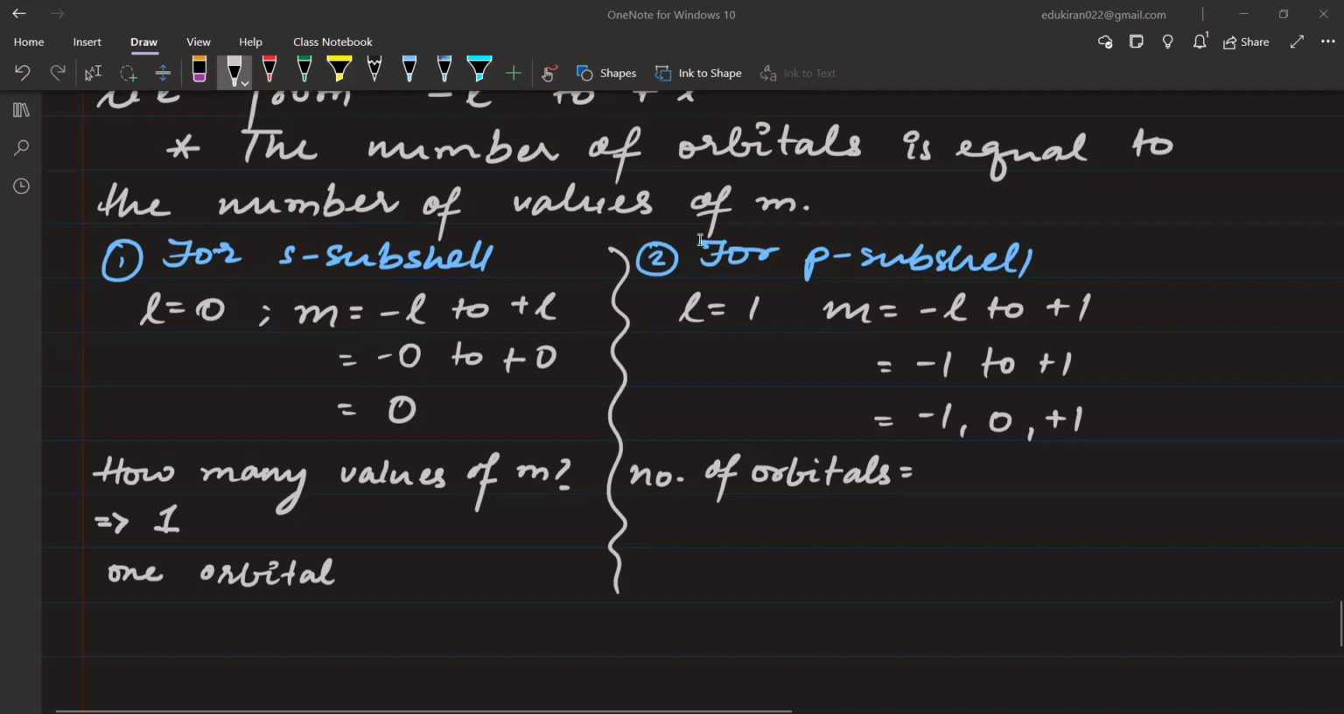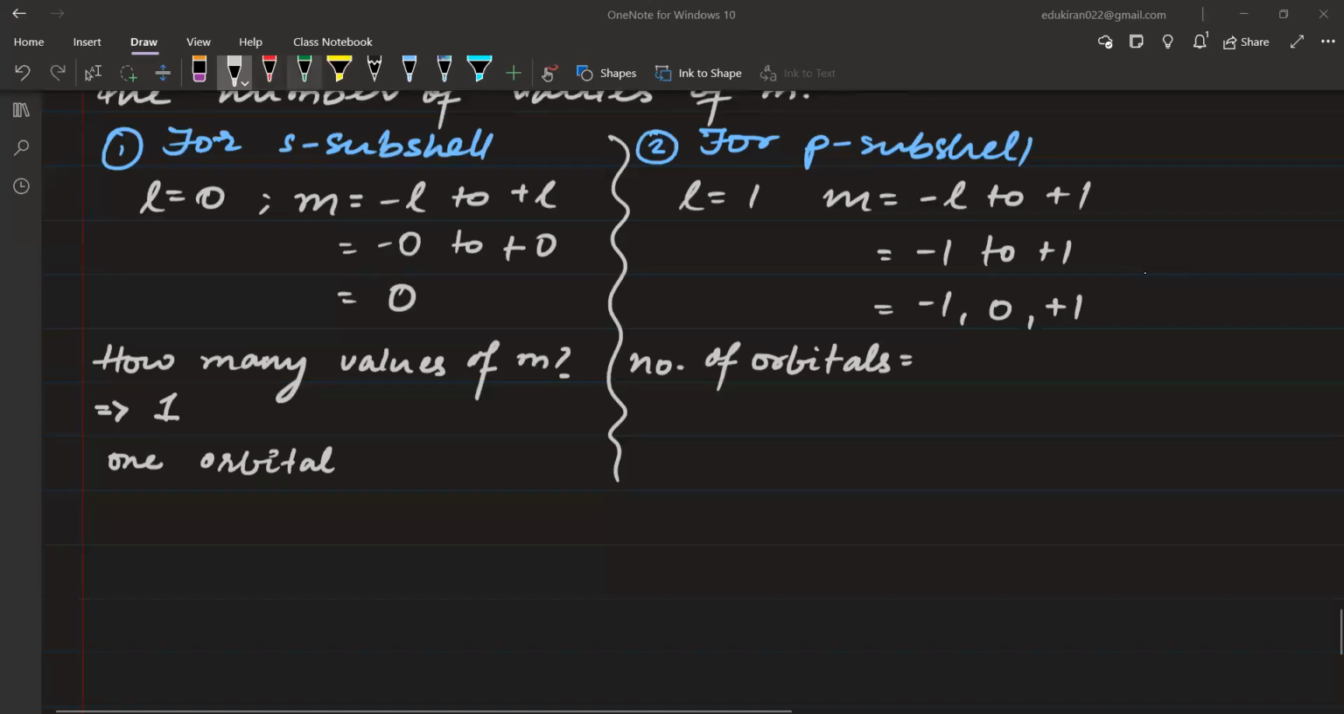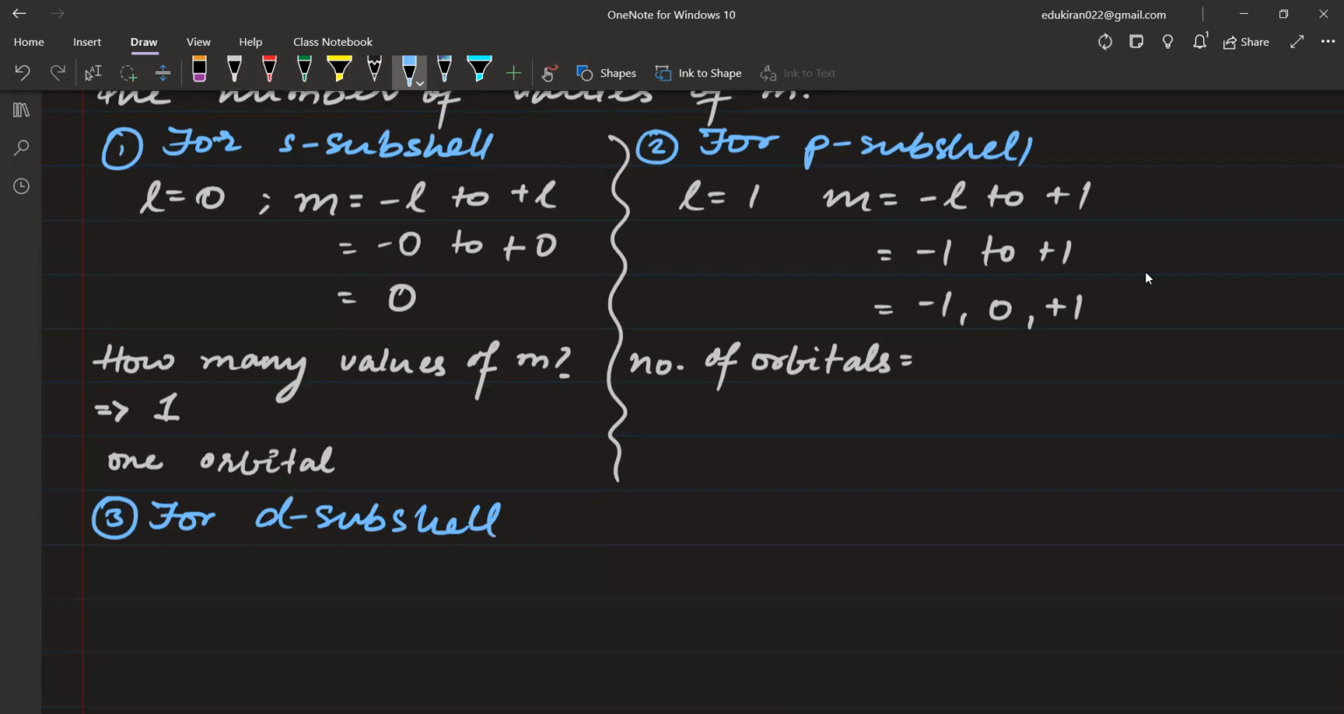Similarly, do the same exercise and tell me the number of orbitals in the D subshell, and then the F subshell. Okay, we will finish the class after doing both.